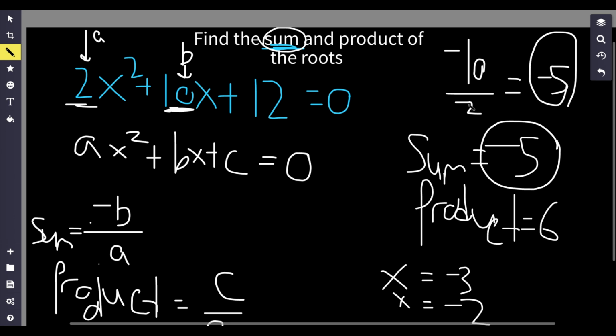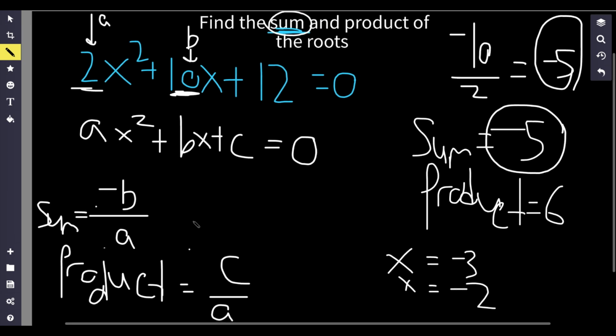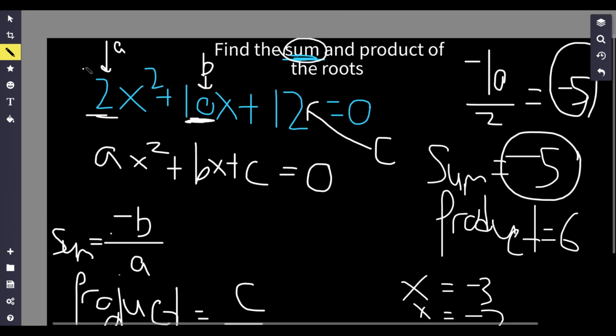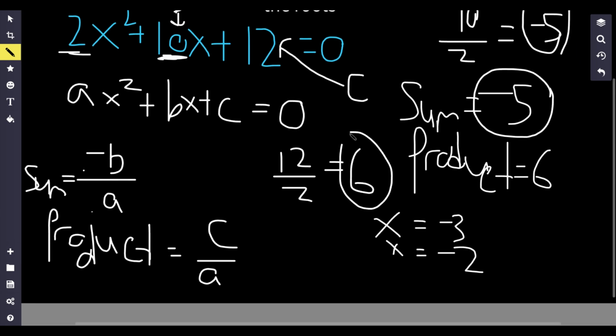This matches up. If we want to find out the product of the roots, it's c over a. In this case, our c term, our constant term, is 12, and our a term is 2. So 12 over 2 is equal to 6. And boom, you'll notice how this represents the product.